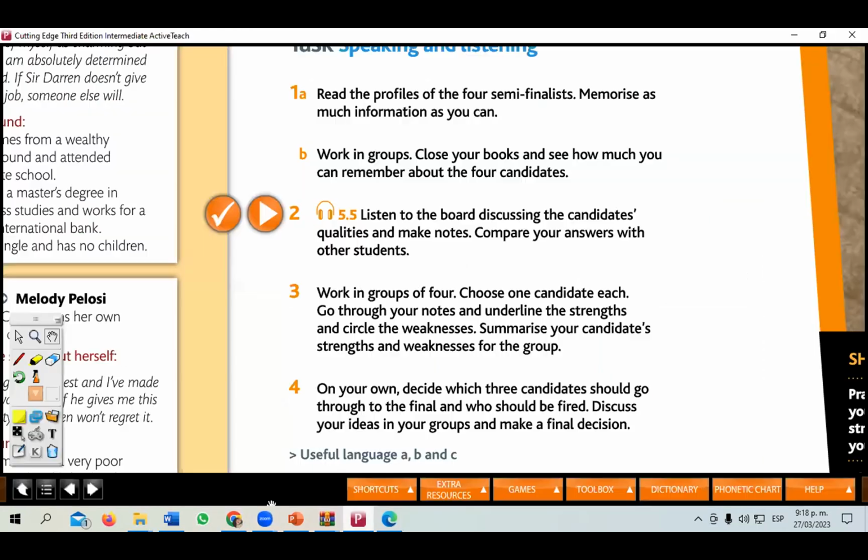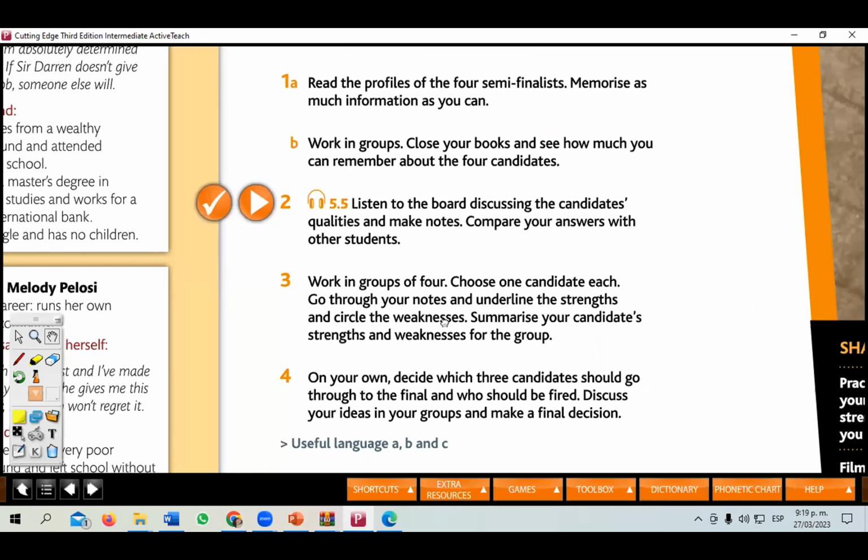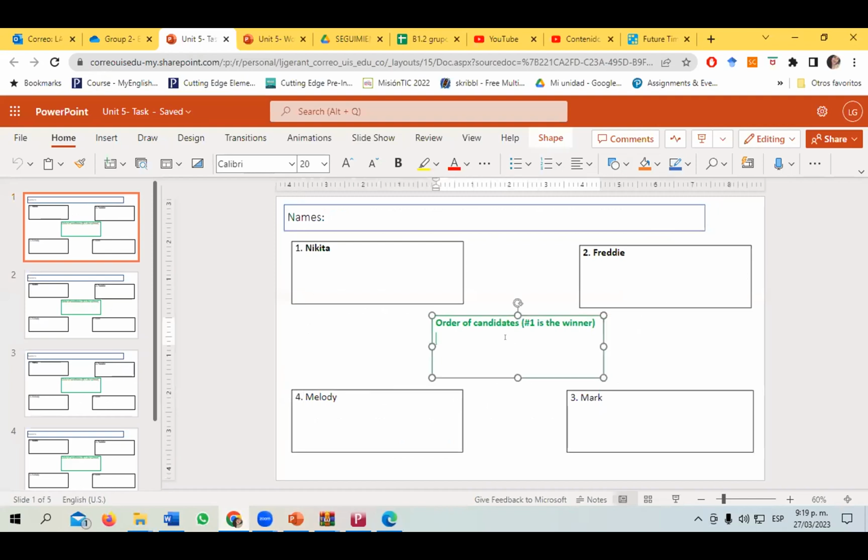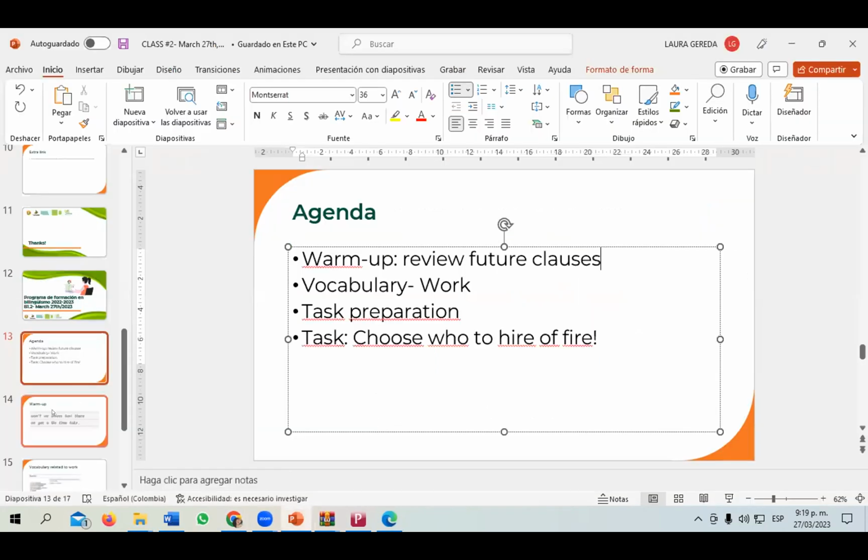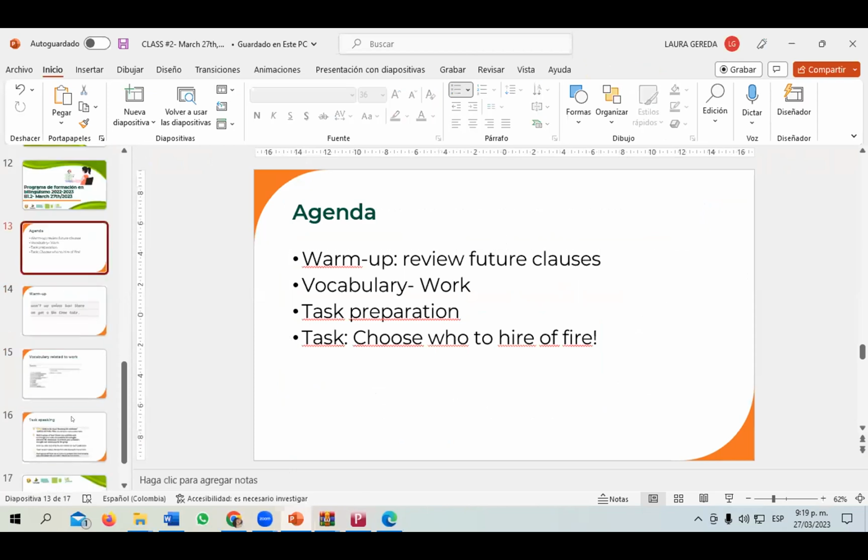Then when you have strengths and weaknesses, fortalezas y debilidades, you are going to decide in your group which candidate would be the winner for you. So you are going to organize the candidates from number 1, 2, 3, 4. So number 1 would be your winner, and number 4 is the one that you are going to fire, right?